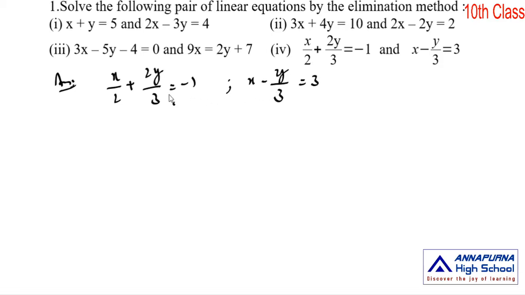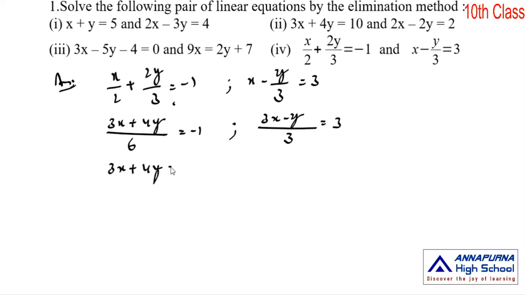So first we change all the p by q forms in these two equations into integers. To do that, first find the LCM of the denominators. Here the LCM is 6 and the numerator is 3x plus 4y is equal to minus 1, and here the LCM is 3 and the numerator is 3x minus y is equal to 3. Now transpose this 6 to the right side and 3 to the right side. So 3x plus 4y is equal to minus 6 and 3x minus y is equal to 9. This is the first equation and this is the second equation.